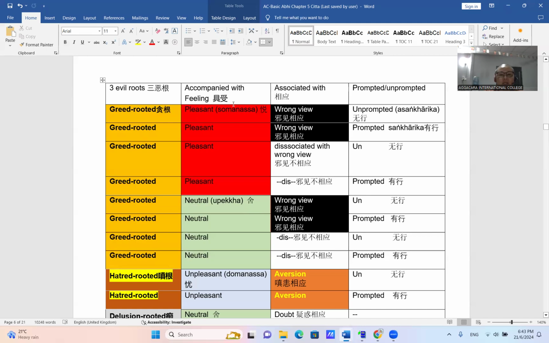All right. So sometimes when you eat the food, you don't have wrong view. We are not saying everything must have wrong view. When you eat the food, you have greed for it, greed for the food, but it's without wrong view. So it's only called this one, association with wrong view. Sometimes you eat the food because you are prompted by your friend, or sometimes you eat the food unprompted by a friend. Okay. Sometimes you have pleasant feeling, you have greed. Sometimes associated with wrong view. Okay. And then it's unprompted and prompted.